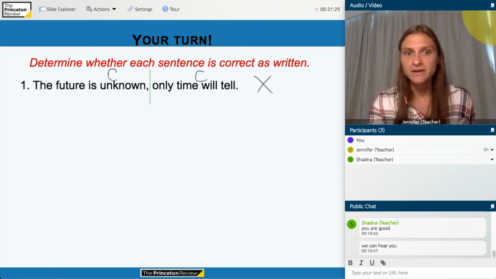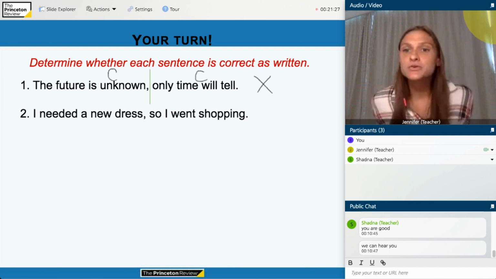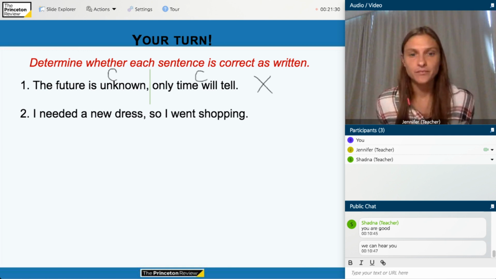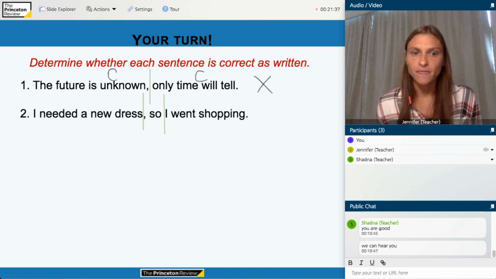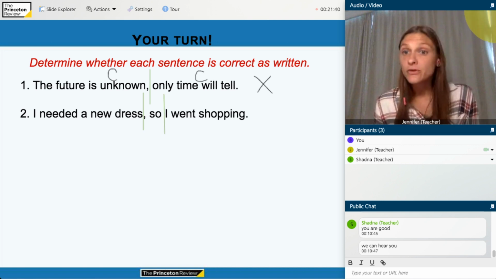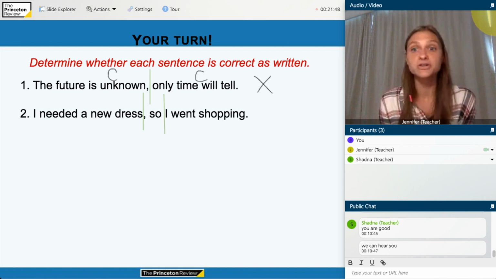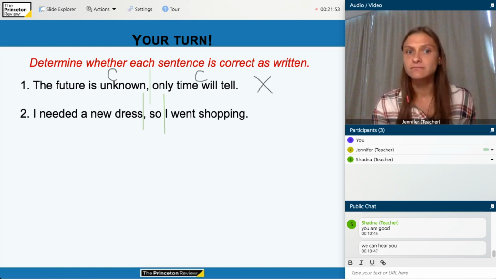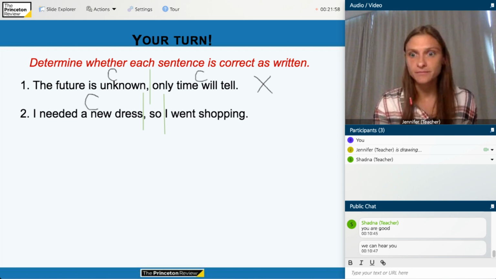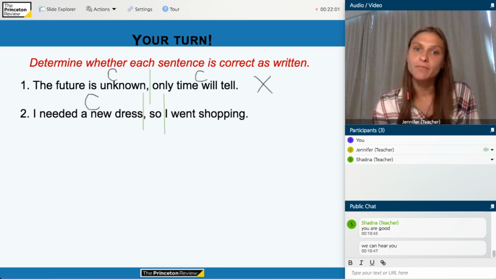So let's look at another one. I needed a new dress, so I went shopping. If we do that vertical line situation again, we would want to do it before the comma and after the word so, because so is one of those fanboys. You can think of it as almost being a punctuation. It's not, but it goes with the comma and it functions as one. So, I needed a new dress. I needed, that's a transitive sentence. Needed what? A new dress. So that's complete. I went shopping. That's also complete.